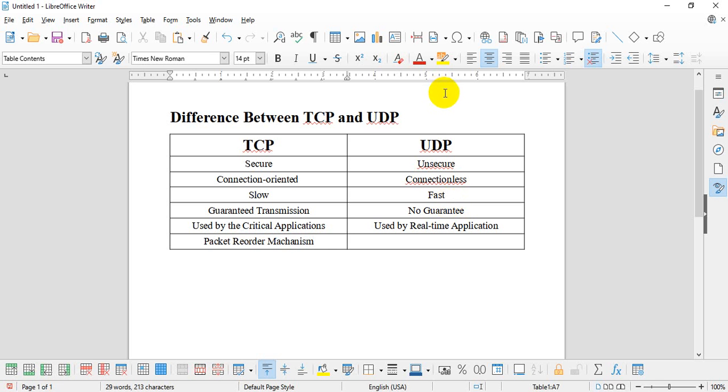Okay, in TCP we have the packet reorder mechanism, and in UDP we do not have any reorder management.